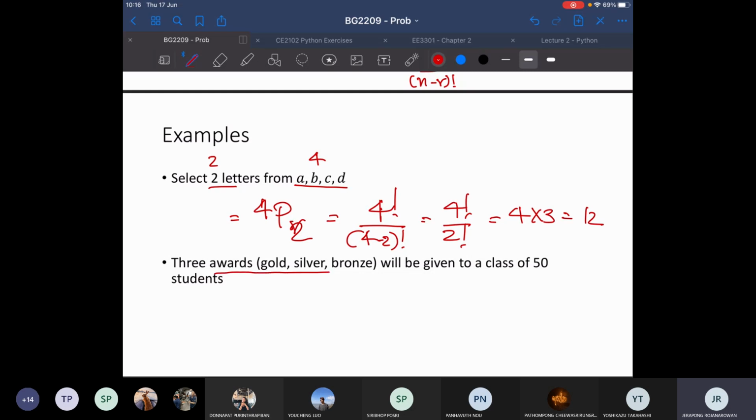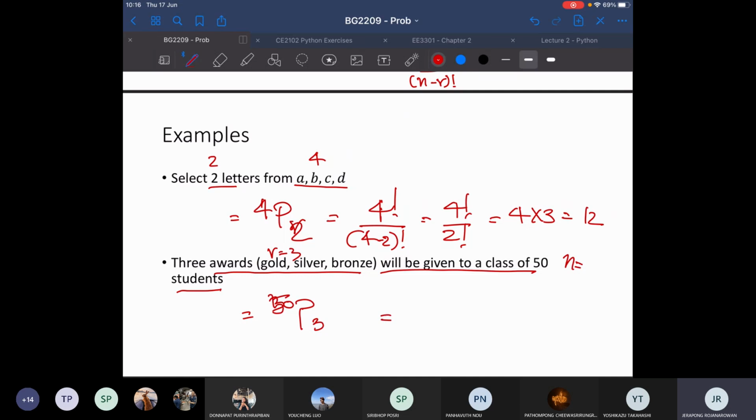You award 3 prizes to 50 students. 3 of them will be selected, right? So you can do 2 ways. You have NPR, right? N is 50, R is 3, right? So it's going to be 50P3.